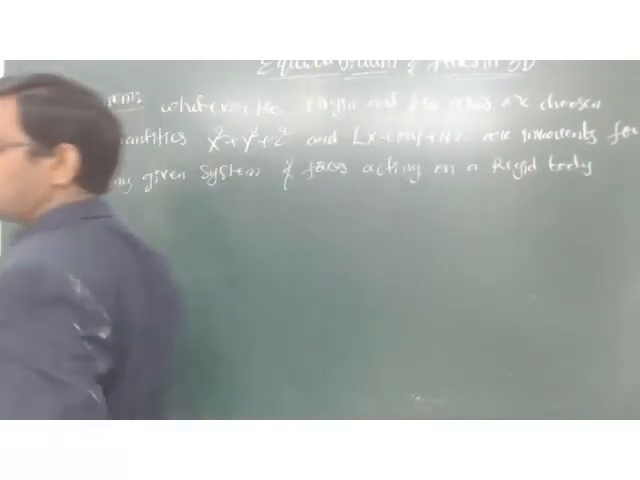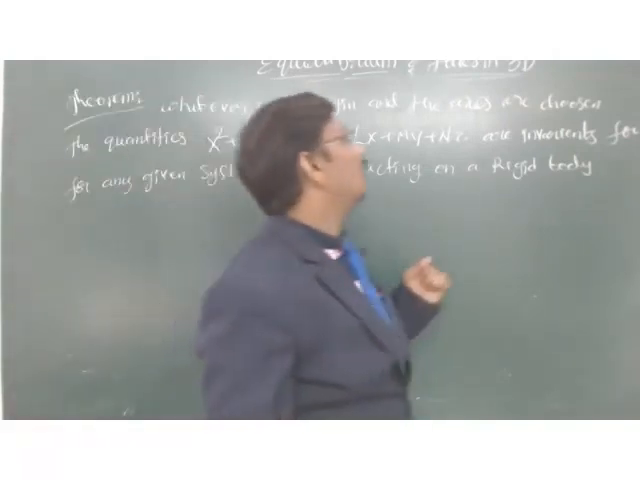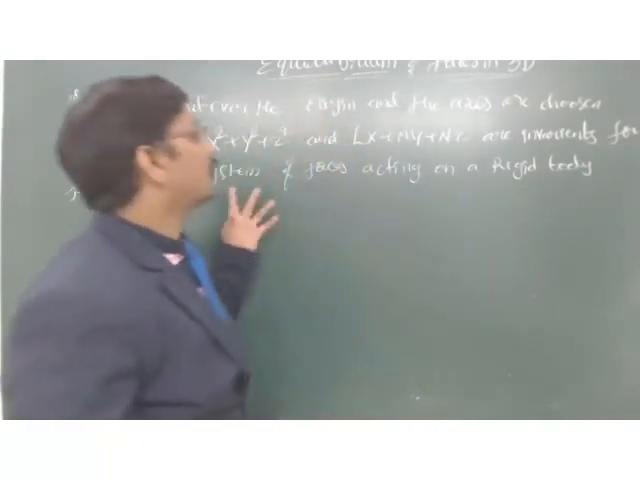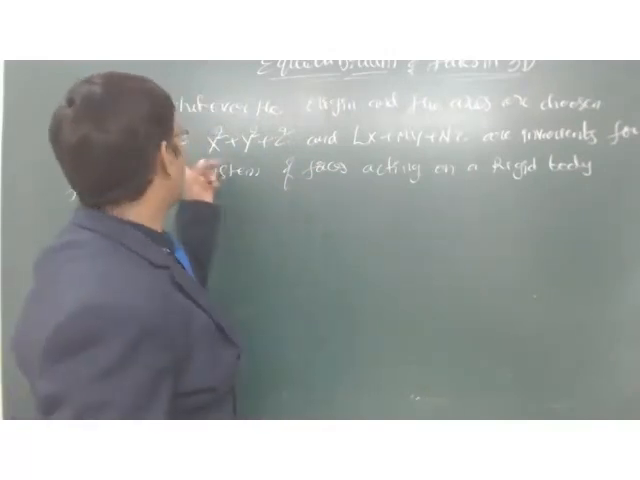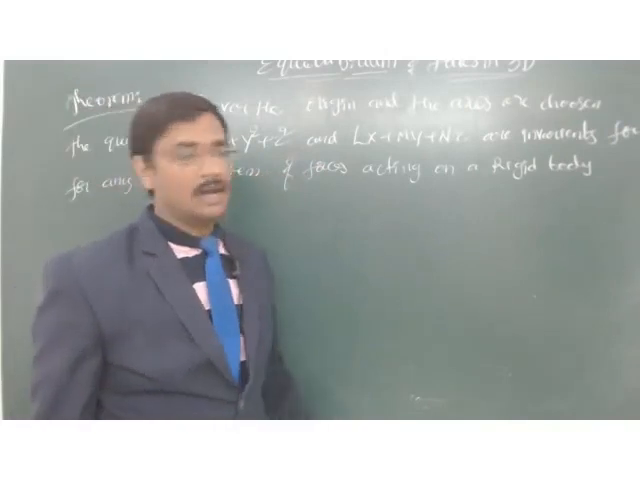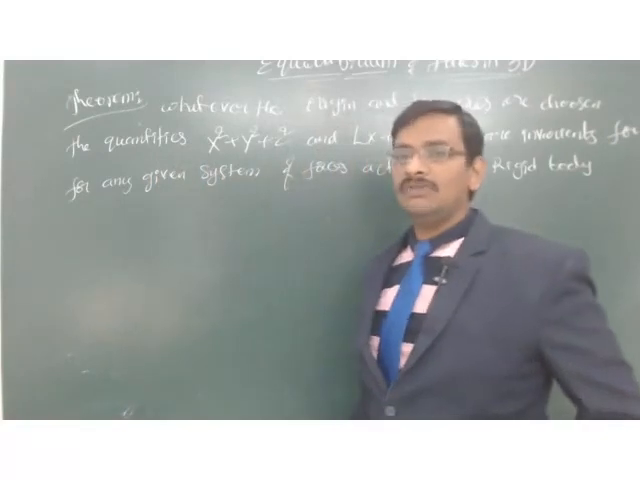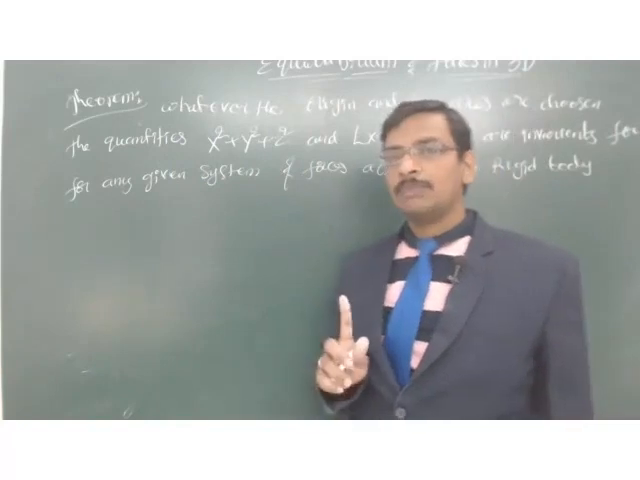So I will give you 5 minutes time. Can you try to prove this? This is purely a mathematical analysis. See this, the problem statement says that whatever the coordinate axis we select and whatever the origin point you select, it is independent. The quantities x square plus y square plus z square and lx plus my plus nz are both invariants, irrespective of the origin and the type of coordinate axis you select.